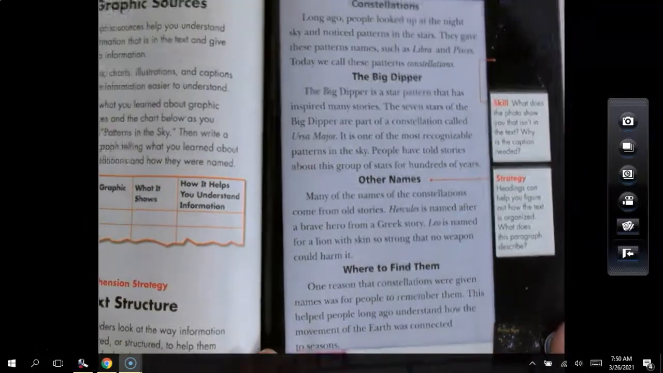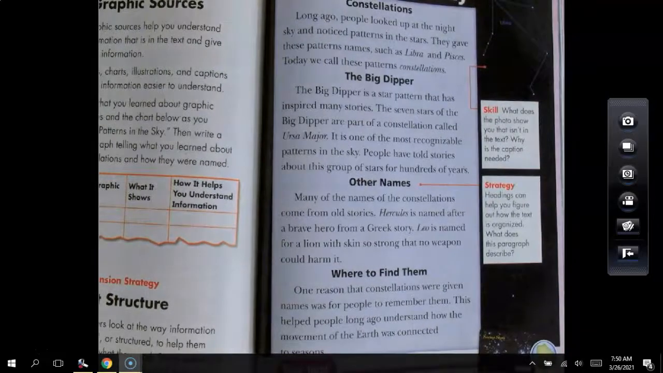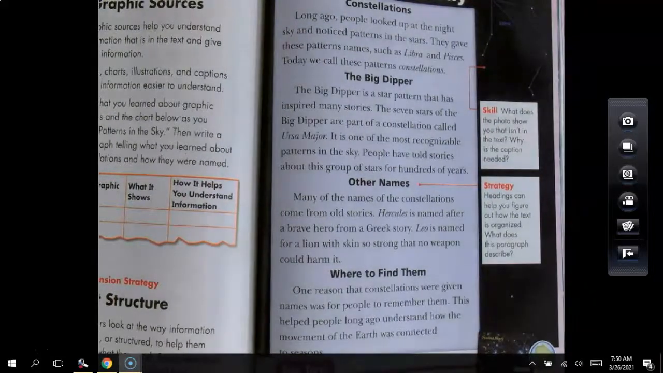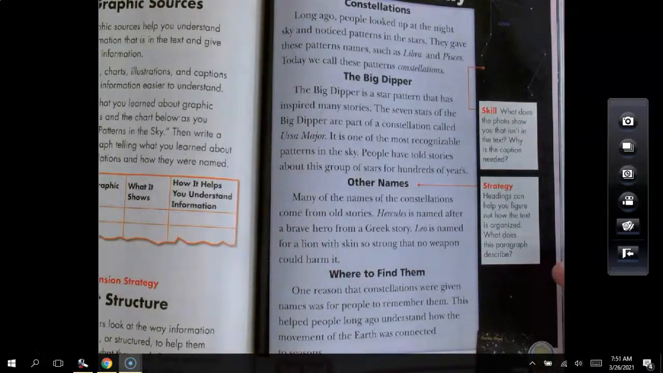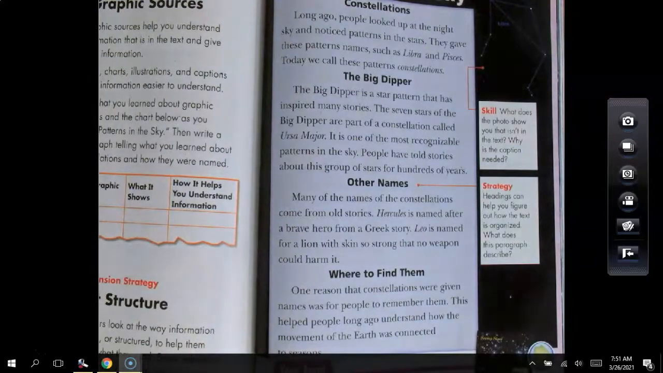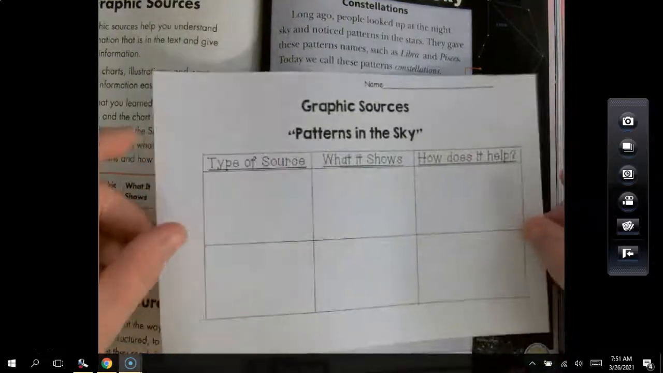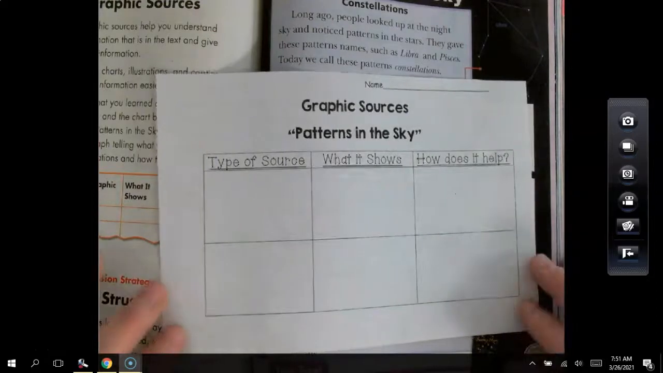So boys and girls, I showed you all those different graphic sources at the beginning of the video, and we actually saw some graphic sources within our story. So what we're going to do is we are going to fill out a graphic organizer, and this is what it looks like. So if you're at home, I know you don't have this paper, and that's okay.